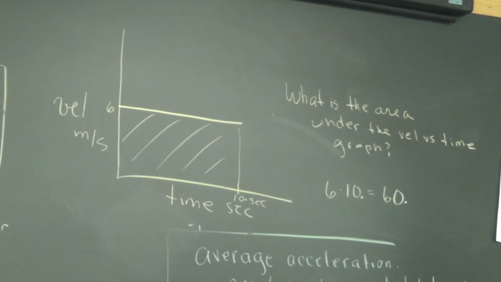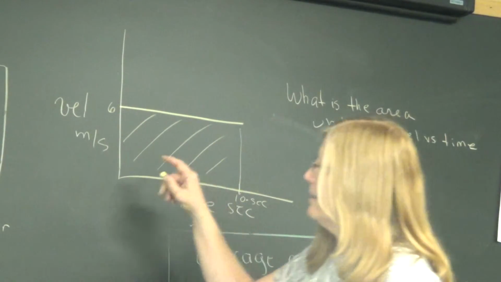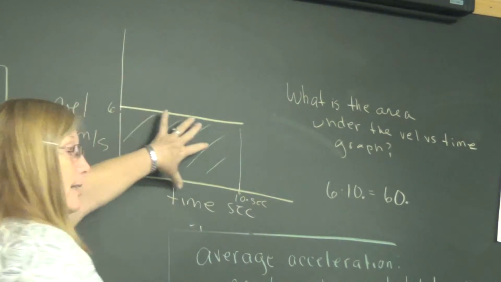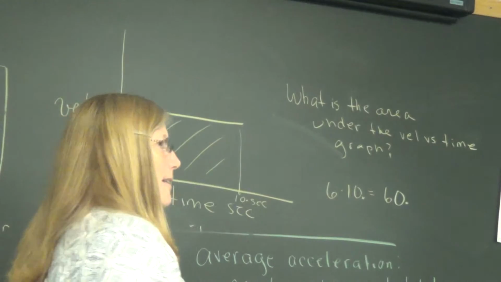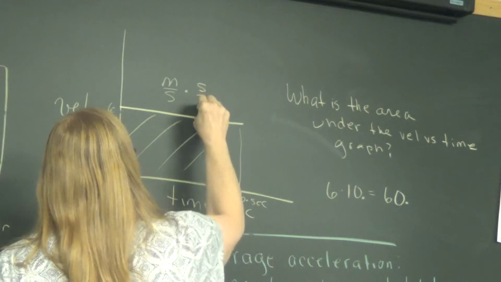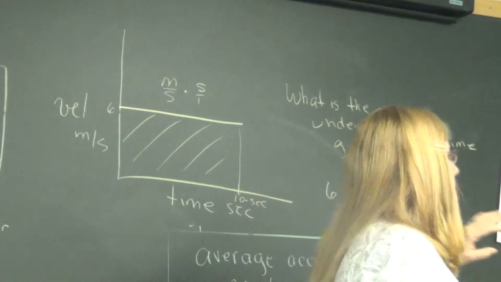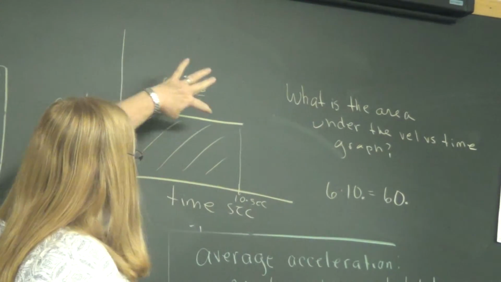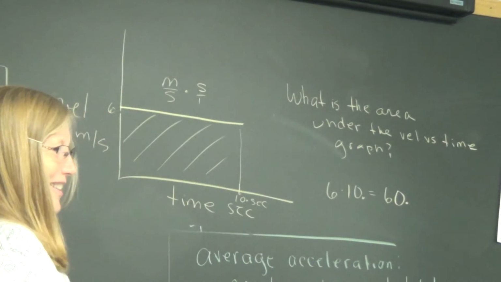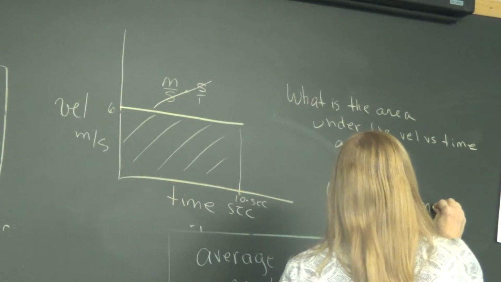All right, 60. And what's the unit when we do area? Zach, do you recall how it would work? If you have this times this, which is what we did to find the area. Watch, this time it's meters per second times seconds. The other one was rise over run, meters per second divided by seconds. But when we're finding area, it's length times width. So we have unit times unit. So it isn't meters per second squared. It's just meters. So this is 60 meters.